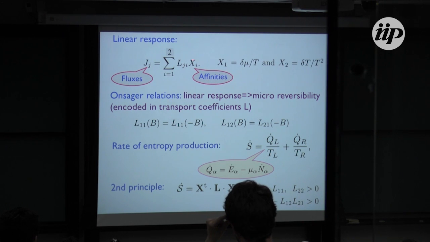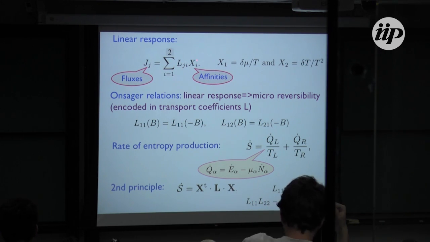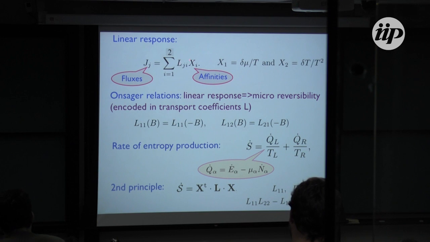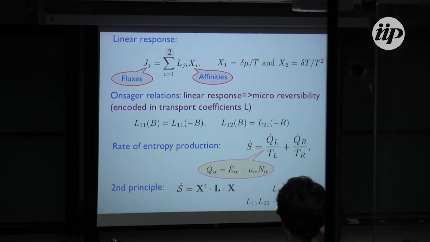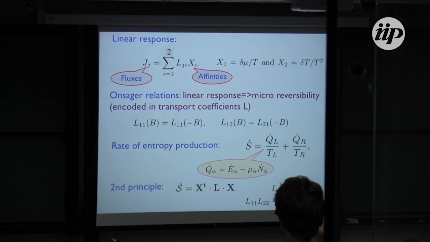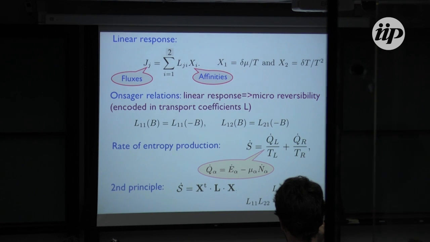These coefficients here receive the name of transport coefficients. Here, these are precisely related to the Seebeck, to the conductivity, and to the thermal conductivity. And in linear response, it is important to recall that these coefficients are evaluated in equilibrium, so they obey micro-reversibility, and because of that, they are not independent, but they are related by these Onsager relations.